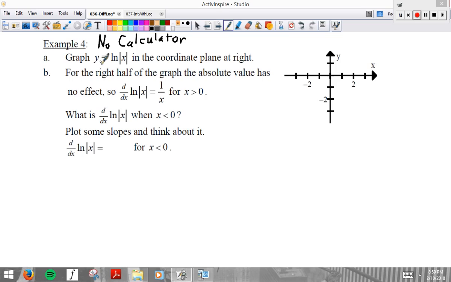Do all of them. Do the whole problem. Try it out. What's going to hurt? 3, 2, 1. Here we go.